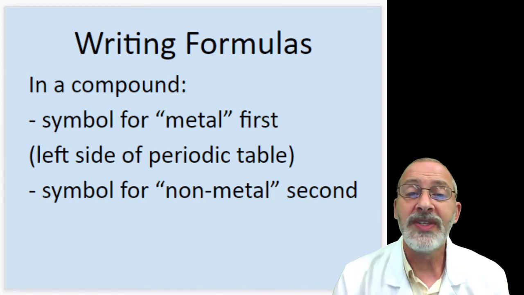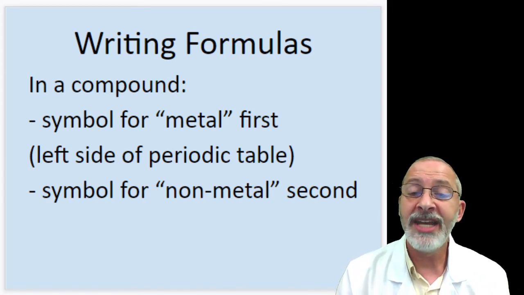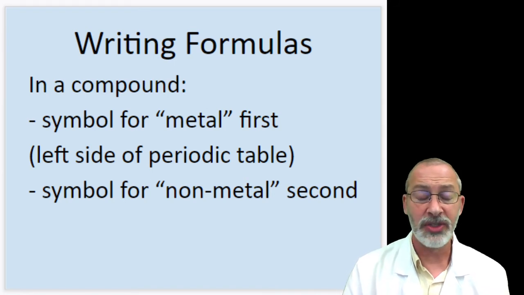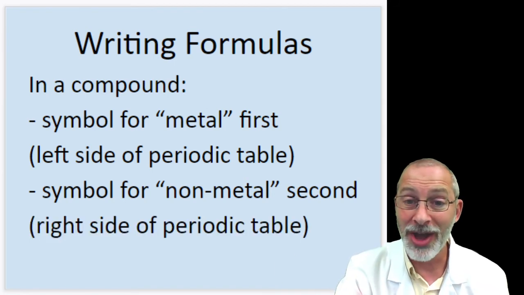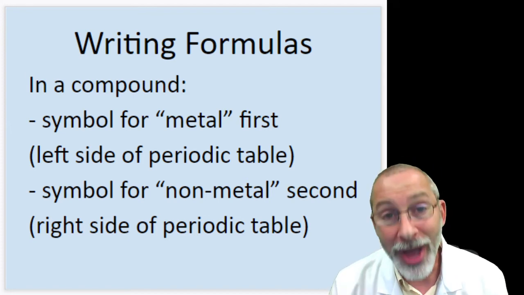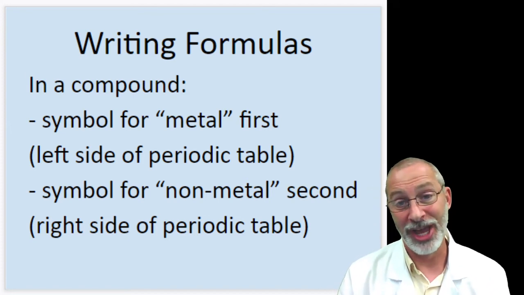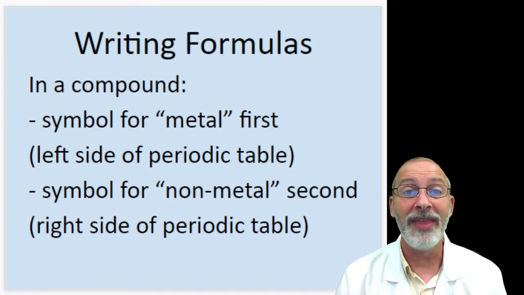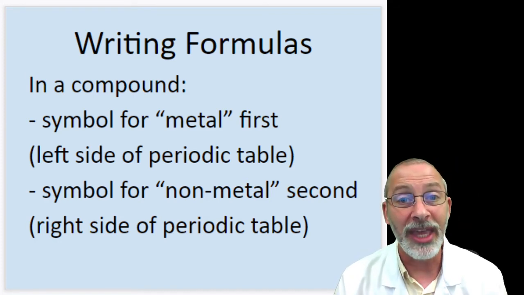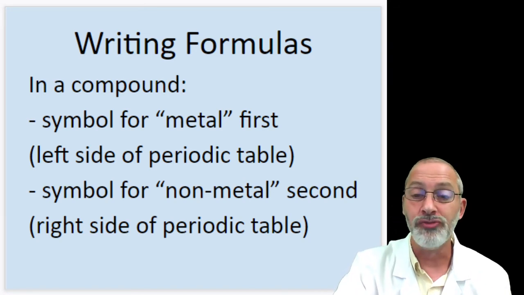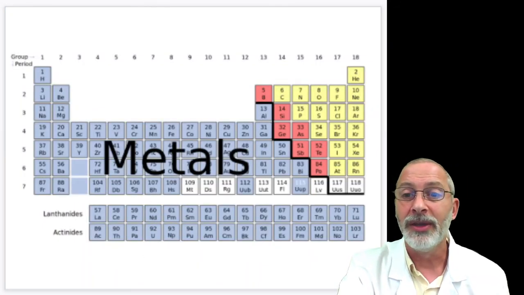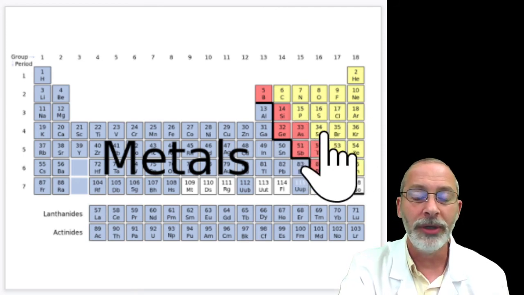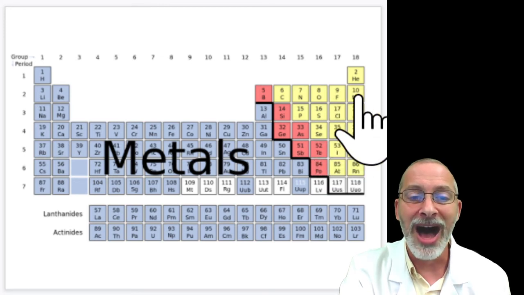Next, we write the symbol for the non-metal. The non-metal is second. And so how do we know where the non-metals are? They're on the right-hand side of the periodic table. So again, they are divided by that bolder line, that staircase. So the elements to the right of the staircase, those in the yellow zone here, these over here, these are the non-metals.